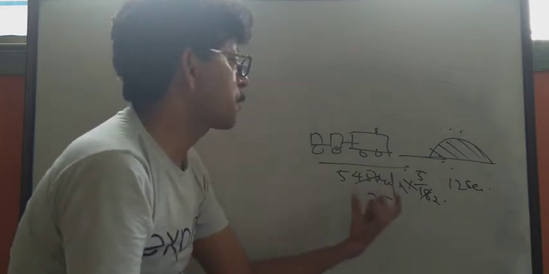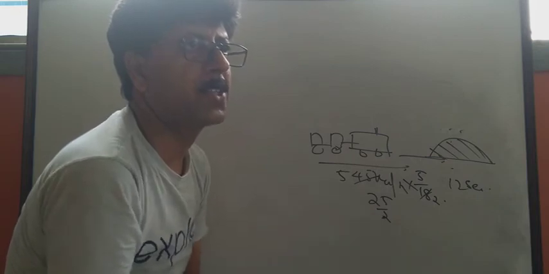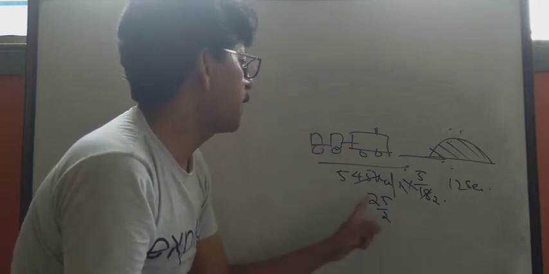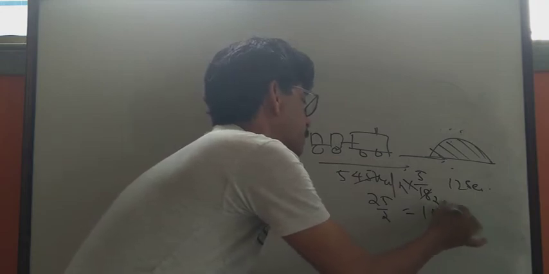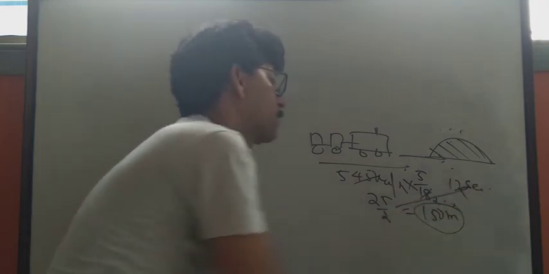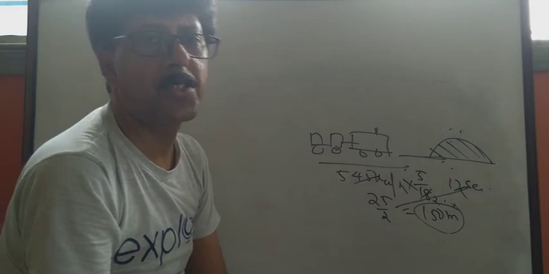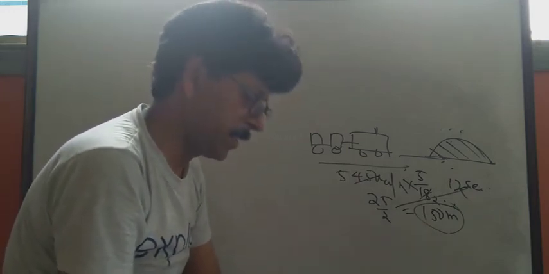So this is the speed and this is the time. Multiply the two, and you will get the length. What is that? 25 into 12 is equal to 150 meters. Speed into time is distance, the length of the train: 150 meters.